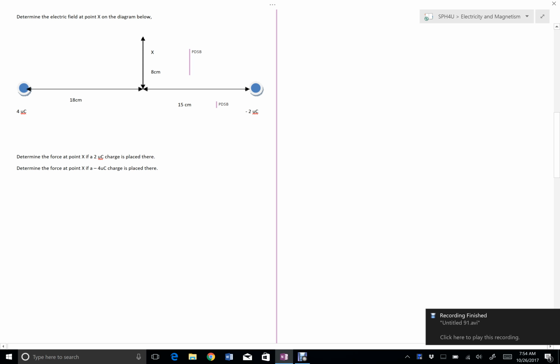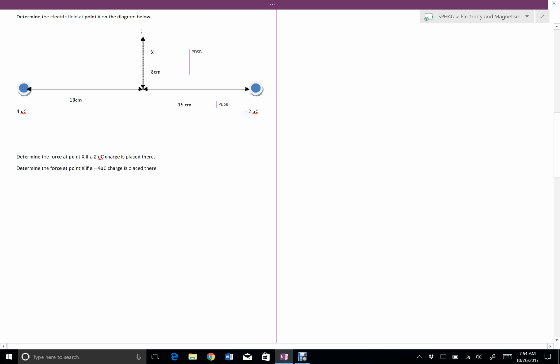Okay, in this video we're going to look at how to determine an electric field at a point. Here's our point X up here. For this example we're going to deal with two-dimensional contributions, so we're going to have to deal with vectors as we do this problem. There's nothing particularly challenging about this problem, it's just going to be a little bit long and have a lot of steps. Then we're going to determine what force would act on a particular charge at that point, so 2 μC or negative 4 μC.